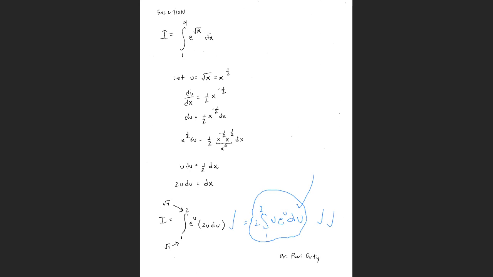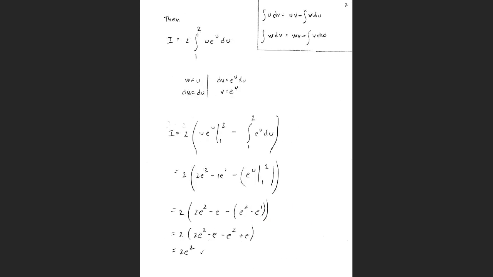Are there any questions? So here's our integral. Now the integral here is an integral with respect to u. My normal integration by parts formula is integral of u dv equals uv minus the integral of v du.